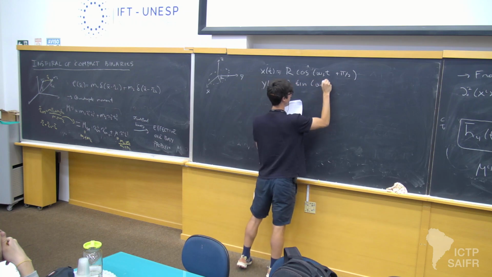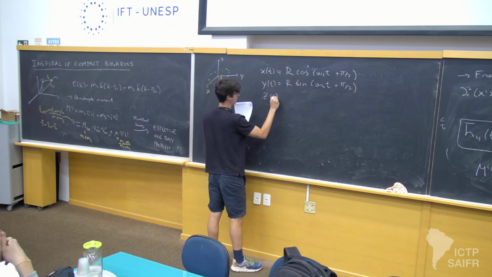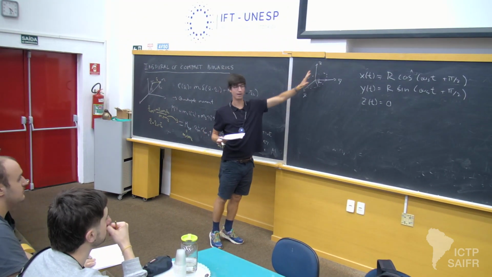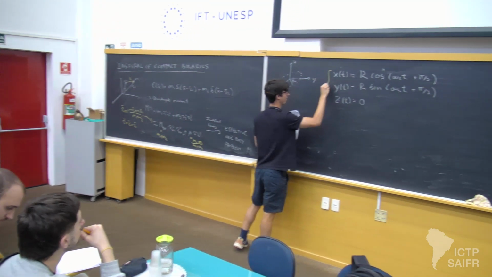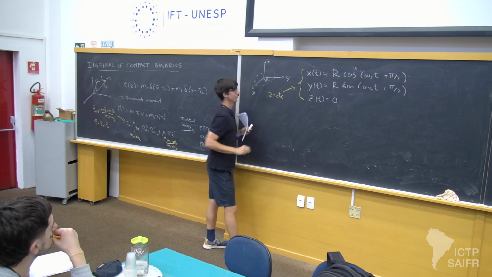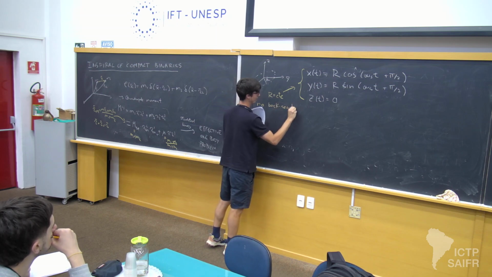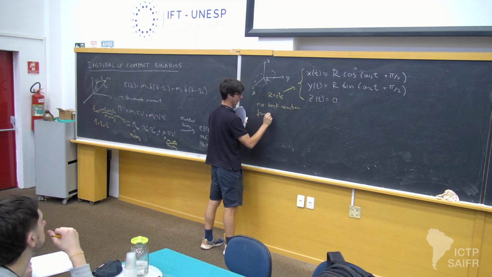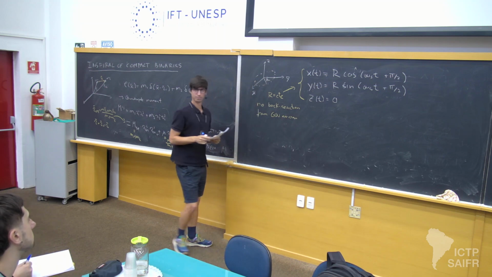Sine omega s t, and then we don't have anything in the set component. So as a first step, what we are going to assume is that there is no back reaction. So we assume that R is constant, so there is no back reaction, and then we will later relax this. But at the beginning, we say that there is no back reaction from the gravitational wave emission. Okay?